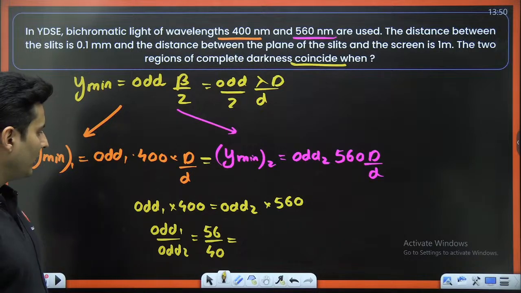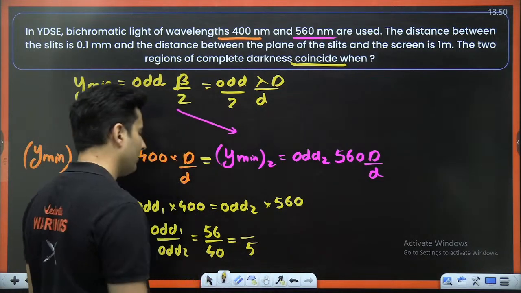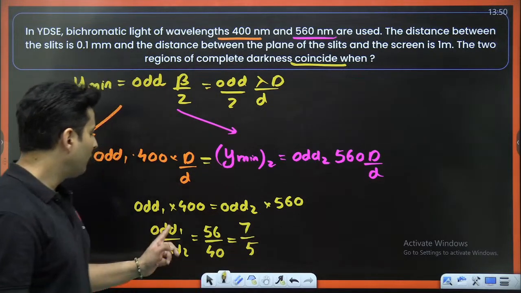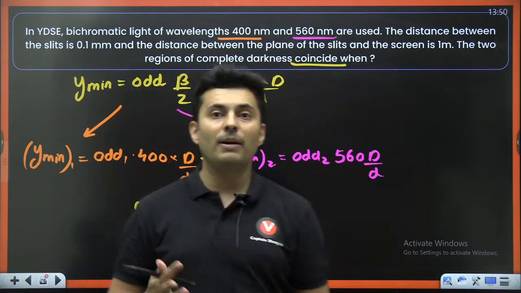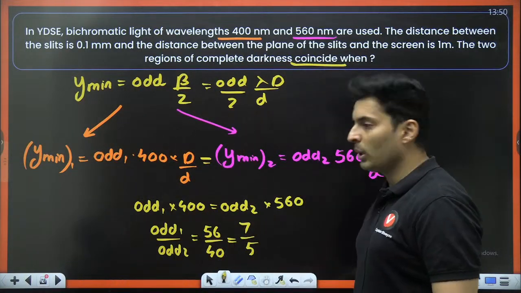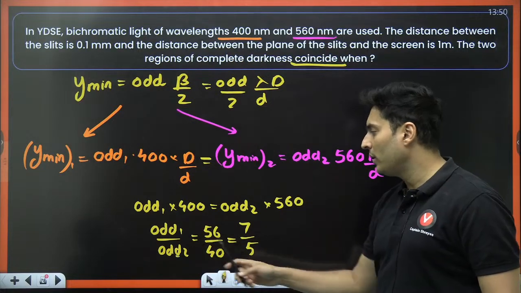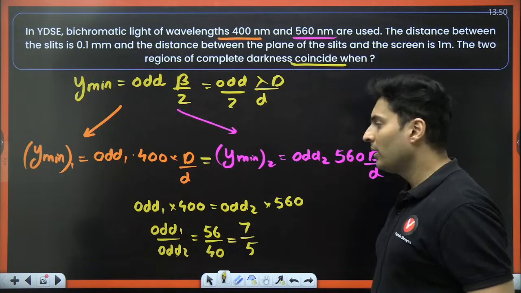Is that clear till this point? It is divisible by 8. So this will become basically 7 over 5. Everybody with me? First odd number is 7, second odd number is 5. So now which minima coincides with which minima? A lot of you might think, sir, the first wavelength's 7th minima coincides with the second wavelength's 5th minima. That is wrong. I'll tell you why.